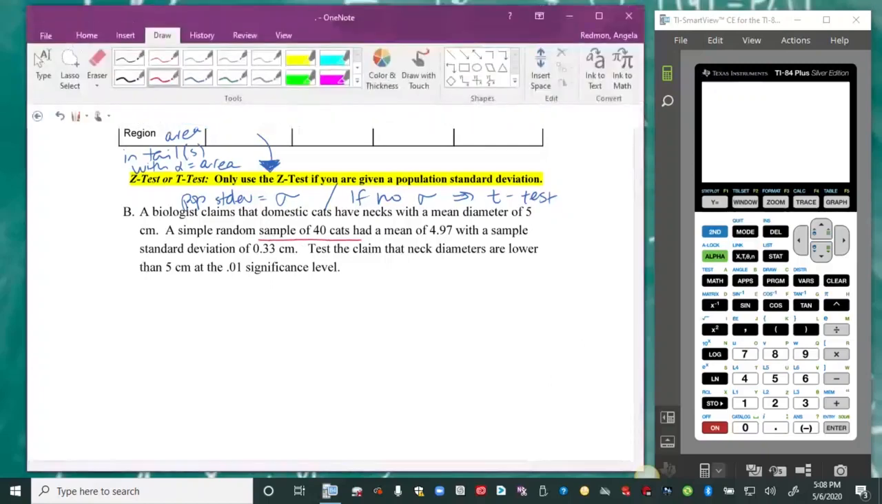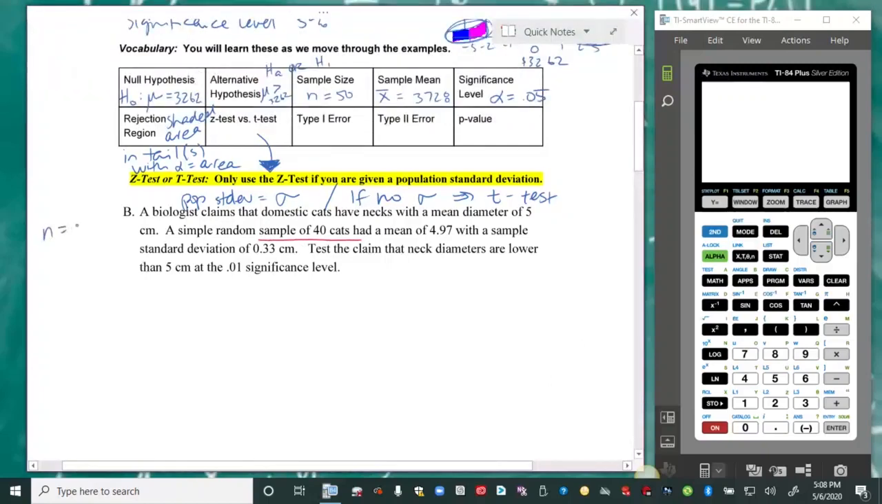Let me grab my blue pen and we can write these down. So n is equal to 40. We have a sample mean that's going to be x bar. So x bar is equal to 4.97. Neither of these are part of my hypotheses. We have a sample standard deviation. We do not have a population standard deviation. So we know that we want to use t-scores for this one. So we have a sample standard deviation s of 0.33. Test the claim that the neck diameters are lower than 5 centimeters. So the 5 centimeters must be what we're expecting.